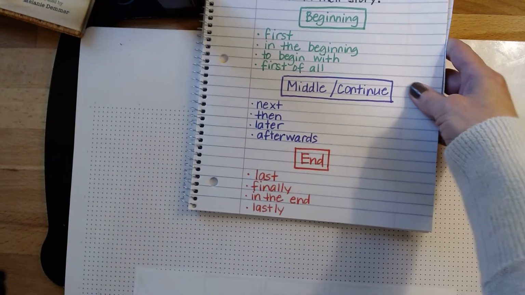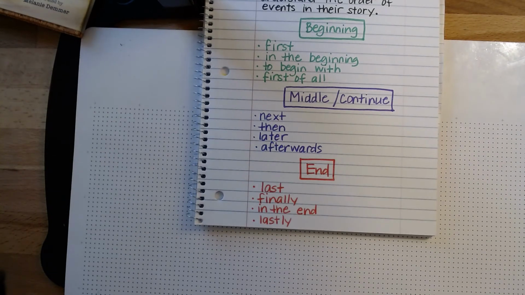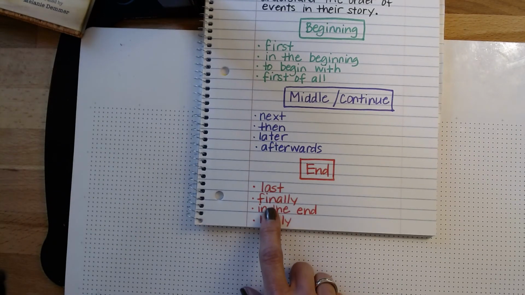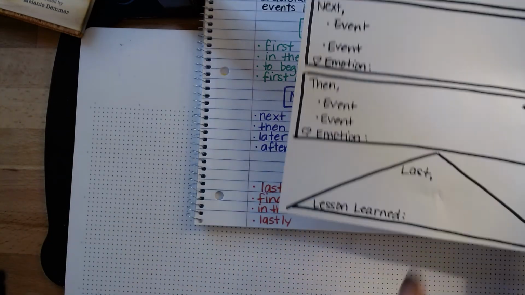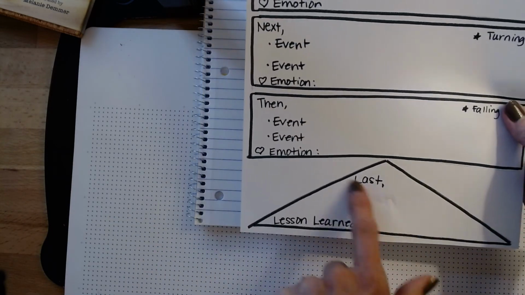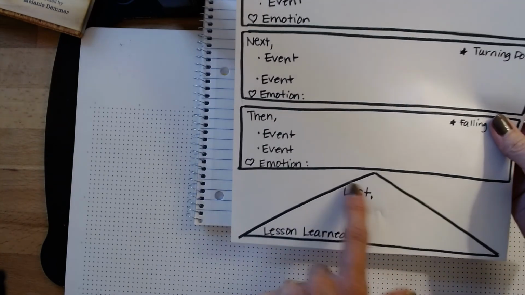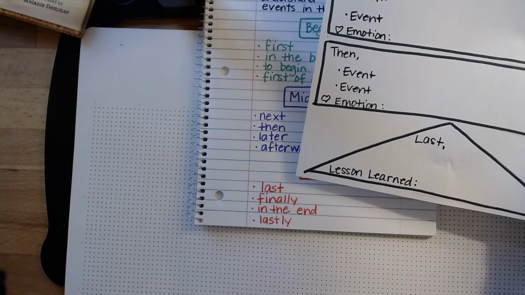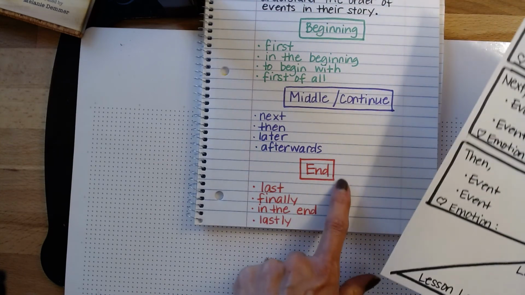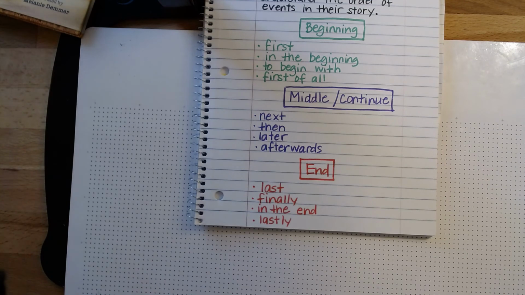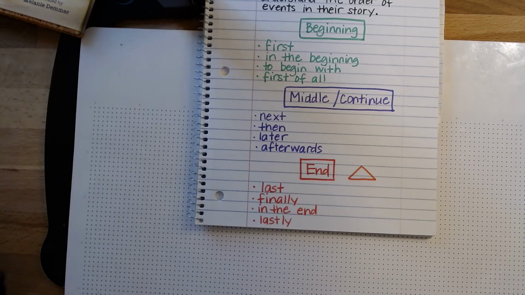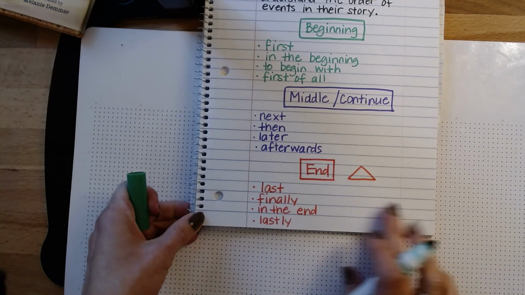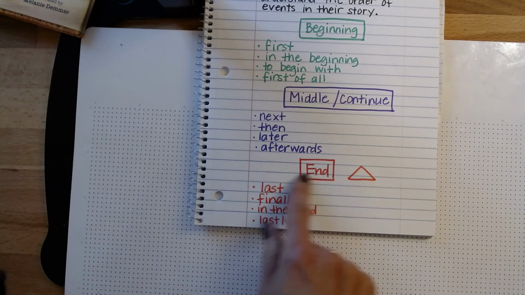Okay, and then finally, we've got transition words that we could use at the end of our story. Words like last, finally, in the end, lastly. Okay, all of those would be great to use at the end of your story, right? So we talked right here on this one, it says the word last. I could have written finally instead because this is the end. So this is going to be in my bottom triangle. So I'm going to write my upside down triangle like that. Okay, this is at the very end.